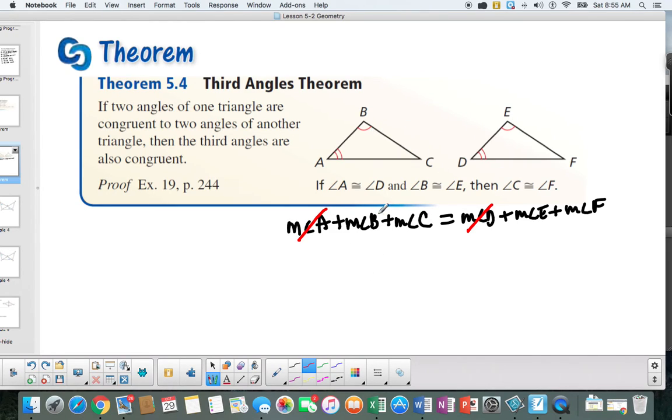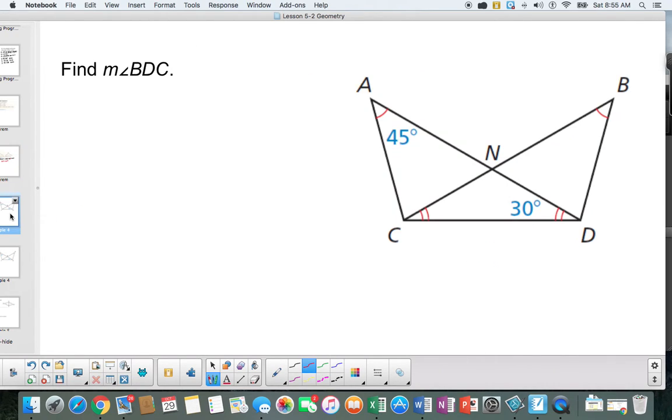Angle B and angle E are the same size, so I can subtract them, and you can see that after the subtraction property is used, I do get these third angles to be equal to each other. All right, let's take a look at this problem.